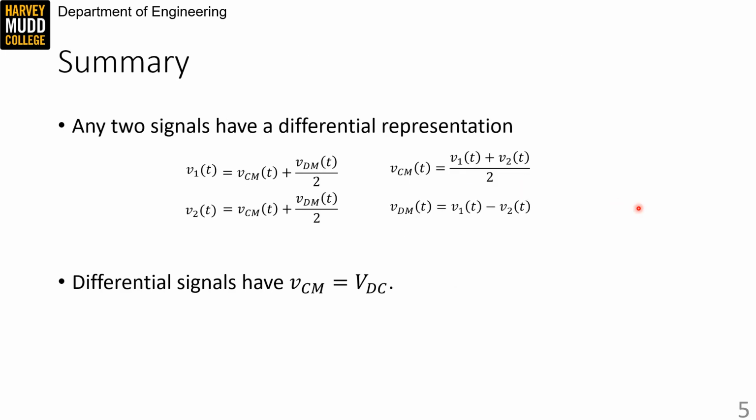So in summary, any two signals have a differential representation, where the two single-ended signals v1 of t and v2 of t can be represented as a differential mode and a common mode. And purely differential signals, which are sometimes just shortened to differential signals, have the common mode equal to a DC value.